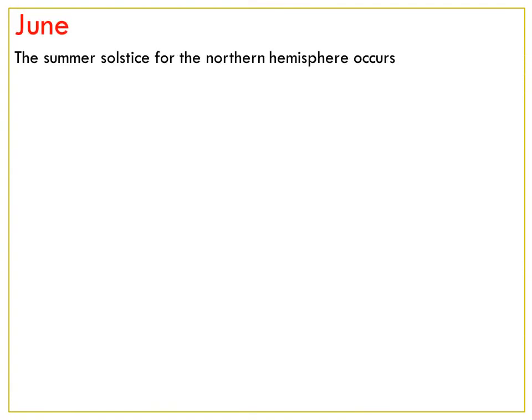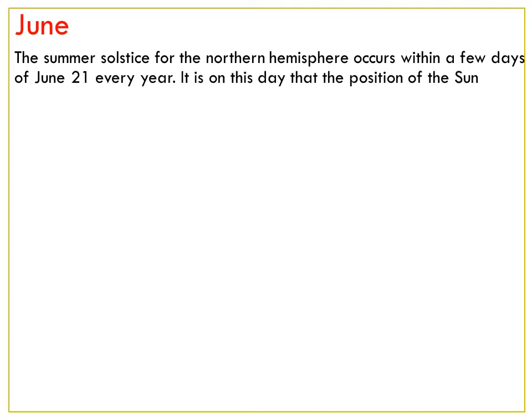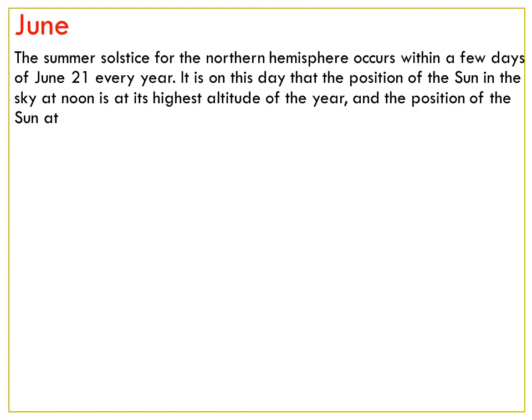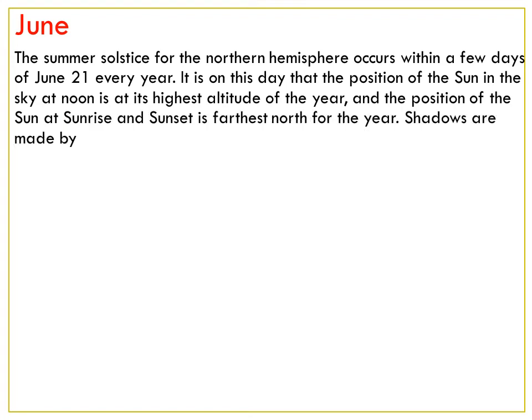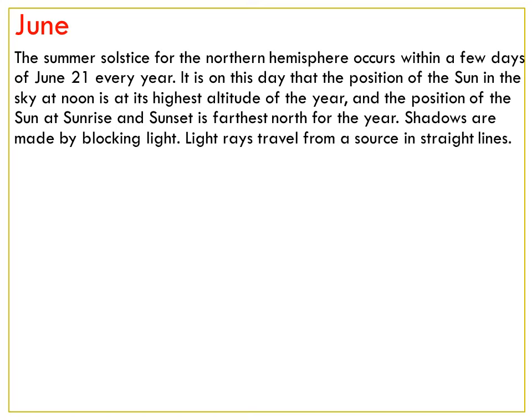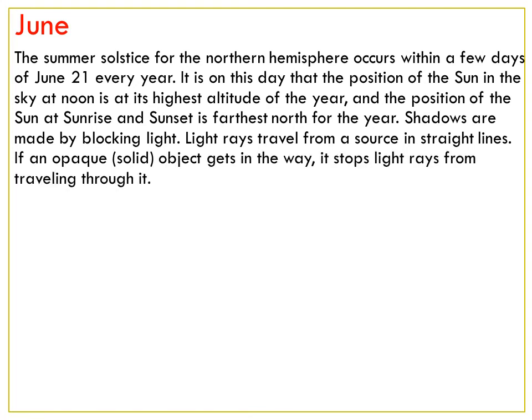What happens in the month of June? The summer solstice for the northern hemisphere occurs within a few days of June 21st every year. It is on this day that the position of the sun in the sky at noon is at the highest altitude of the year, and the position of the sun at sunrise in the early morning and sunset in the evening is the farthest north for the year. Got it?